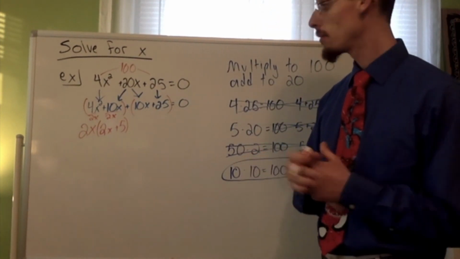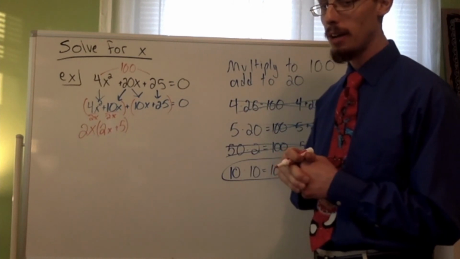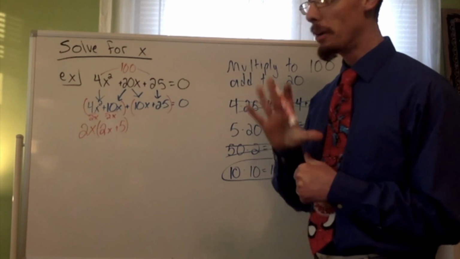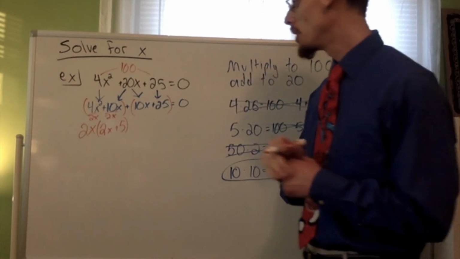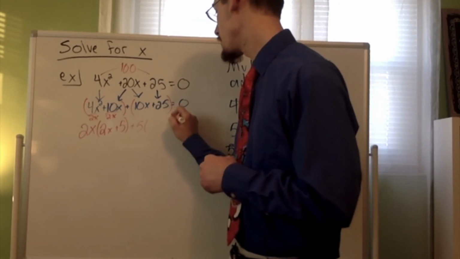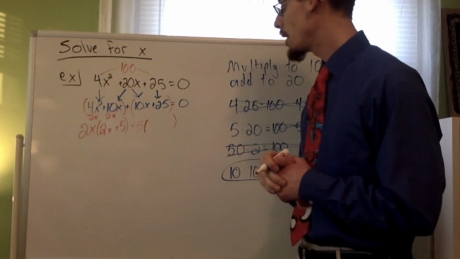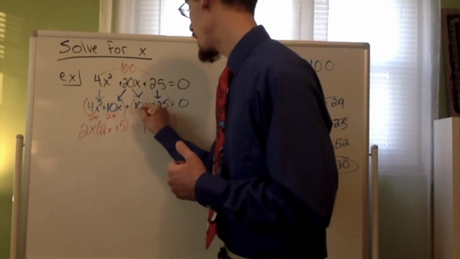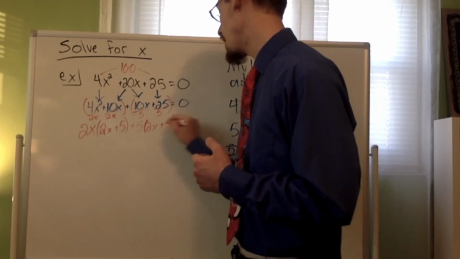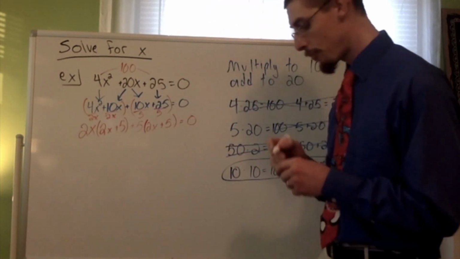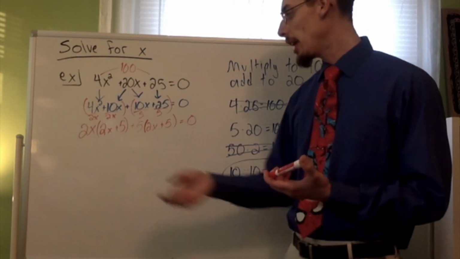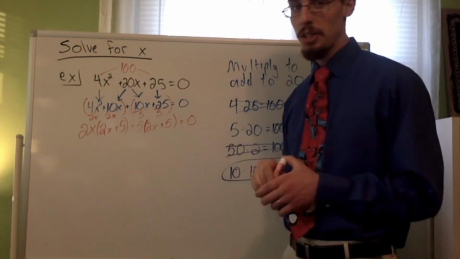GCF of the second, 10x plus 25. 10 does not go into 25, but 5 goes into both of them. So my GCF here is a positive 5. And I fill in the parentheses by dividing by 5 to give me 2x plus 5. And again, it equals 0. Remember, if you're doing factor by grouping the right way, you should get 2 matching parentheses.